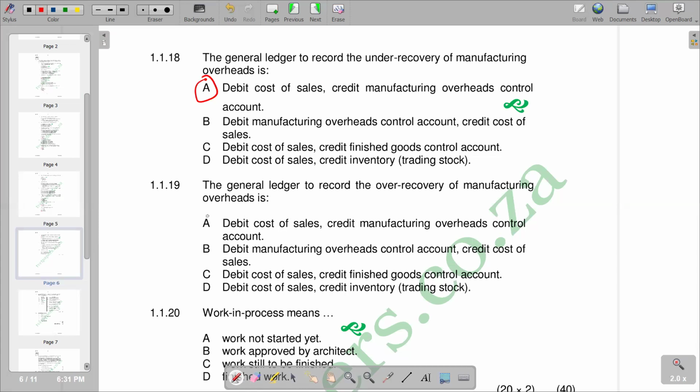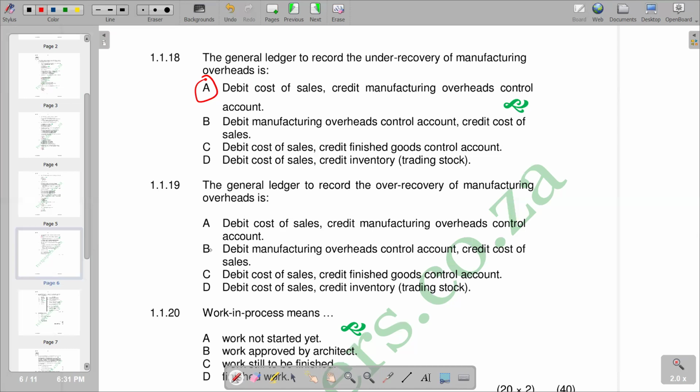1.1.19, the general ledger to record the over recovered. This one is under recovered on 1.1.18. The general ledger to record manufacturing overheads control recovered now. It is opposite, so just do the opposite. We debit now. The figure that we are supposed to debit there is B, manufacturing overheads, and then we credit cost of sales.